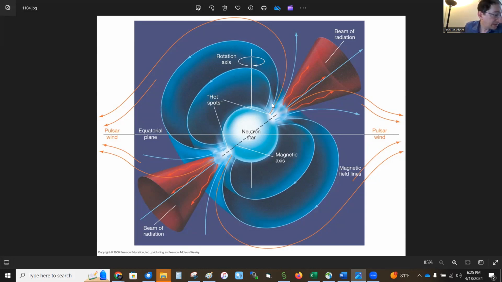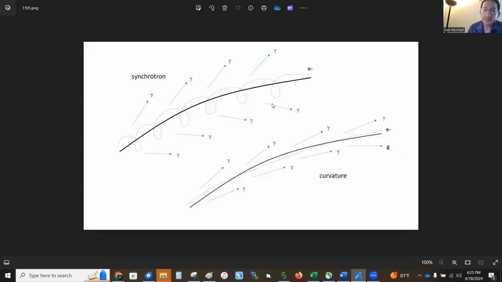Now, in this case, it's not exactly synchrotron. It's something we call curvature radiation. Basically the same thing, but let me explain the difference. So on the top, we have synchrotron radiation. On the bottom, we have curvature radiation. So the dark line is a magnetic field line.